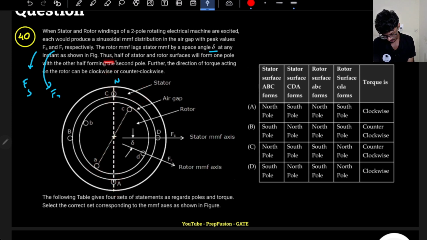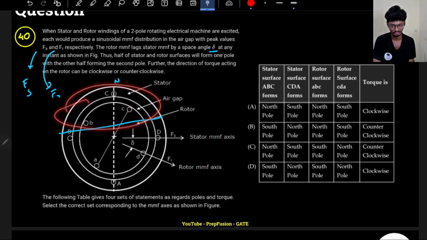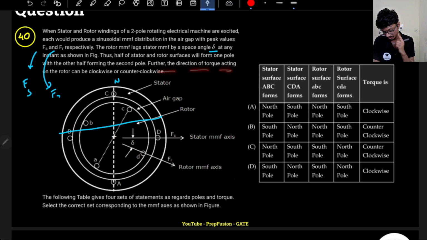Thus, half of the stator and rotor surface will form one pole, with the other half forming the second pole. The same holds for the rotor and the stator. So if this half is the north pole, then this will be the south pole. Further, the direction of the torque acting on the rotor can be clockwise or counterclockwise. Due to the alignment torque, because both are developing a rotating magnetic field, the direction of the torque can be both clockwise and anti-clockwise.